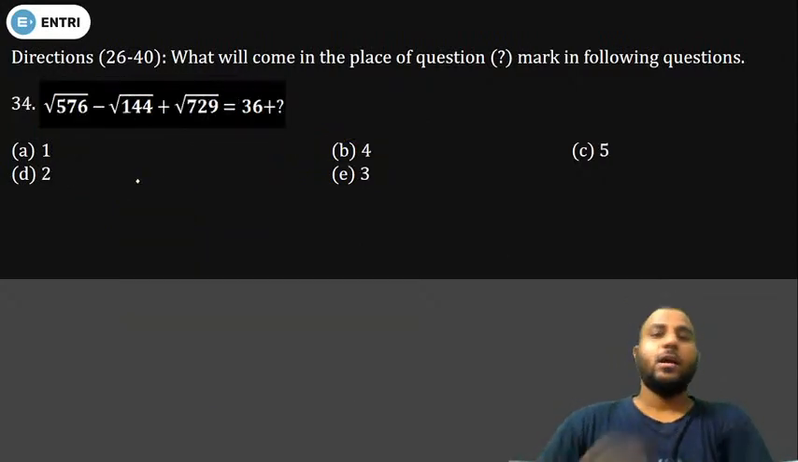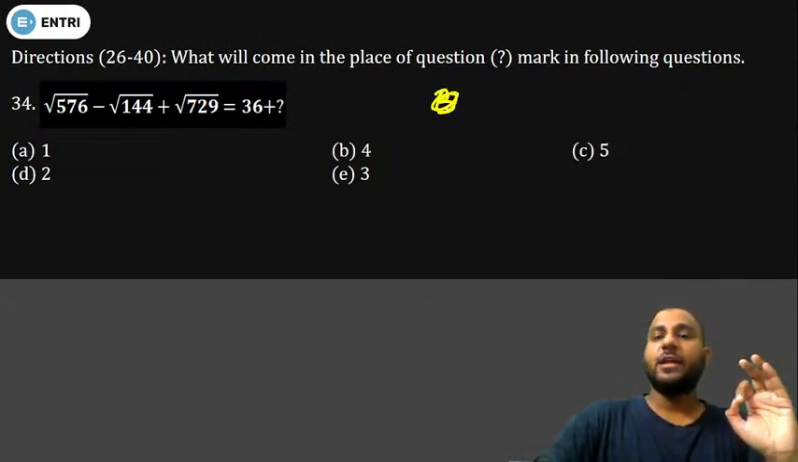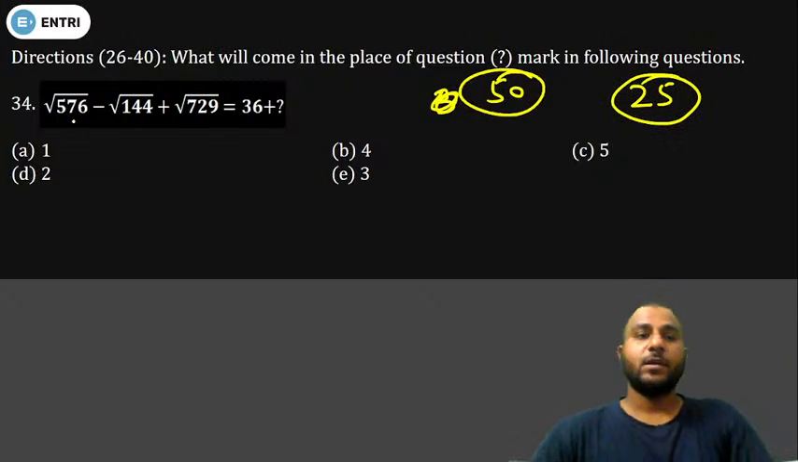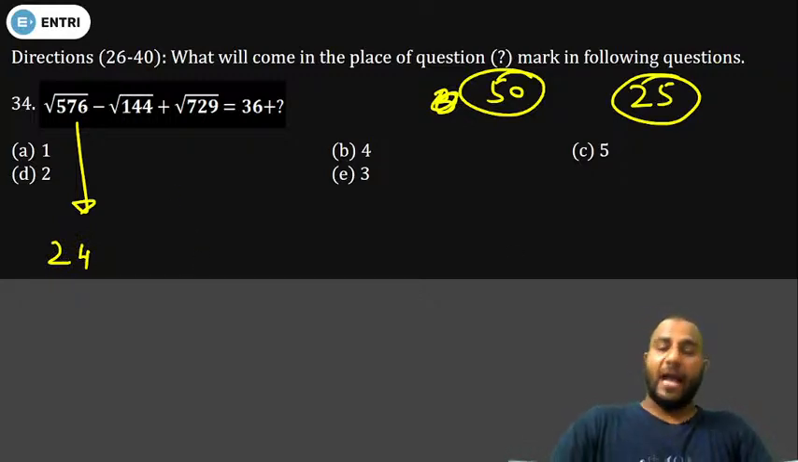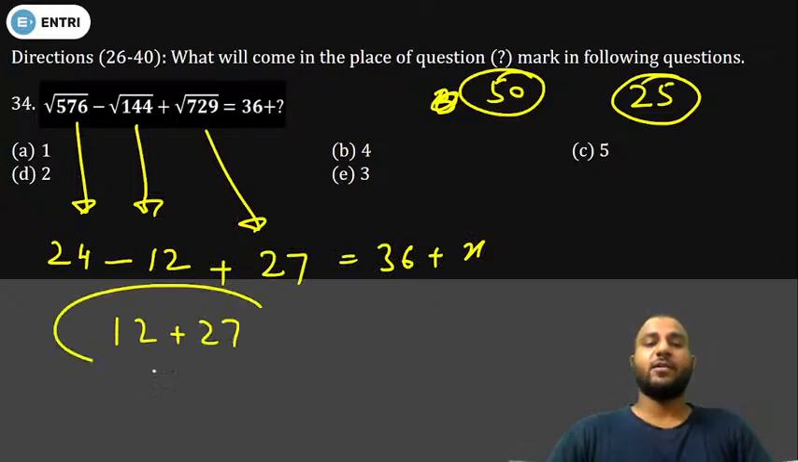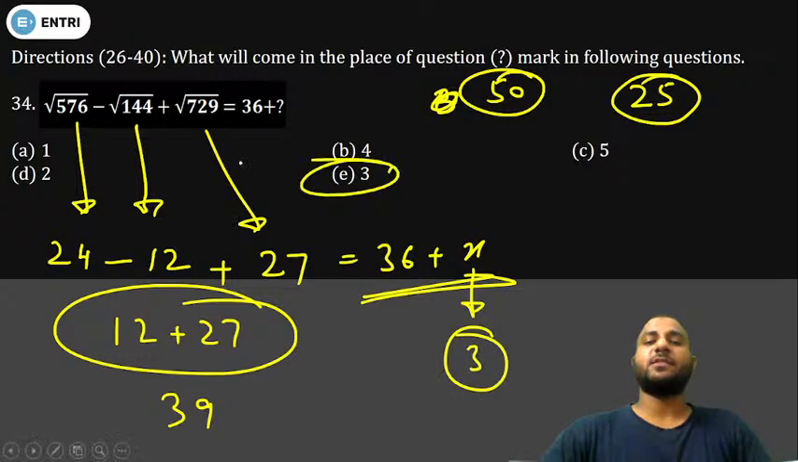Next one. One thing you should know is that you have to remember all the squares till 50. Till 25 you should remember all the cubes. Look at this. 576 is a square of 24. 144 is a square of 12. 729 is a square of 27. 36 plus x. So 12 plus 27 makes it 39. And as you all know, x will come as 3 to match the total of 36 plus x.